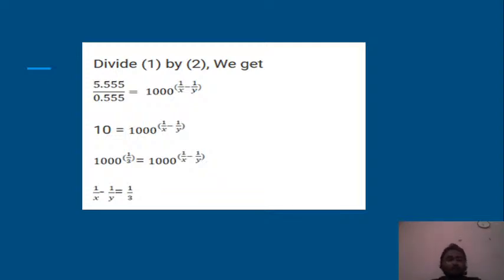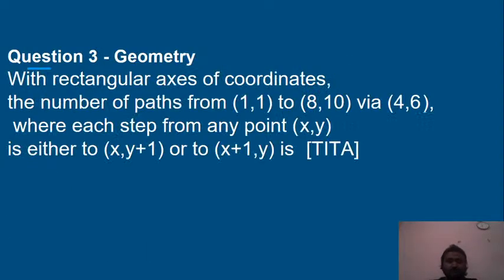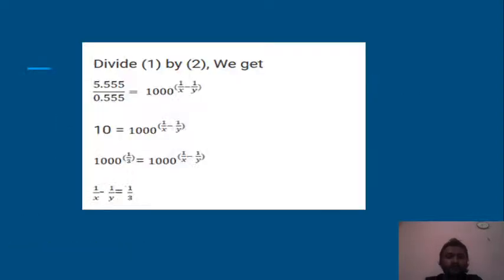Then guys, it becomes a cakewalk for you. That is 5.555 divided by 0.55. It becomes 10. 10 is equal to 1000 to the power 1 by x minus 1 by y. Then 10 can be written as 1000 to the power 1 by 3, is equal to 1000 to the power 1 by x minus 1 by y, and hence you can solve that 1 by x minus 1 by y is equal to 1 by 3, and based on this you can solve all this question.